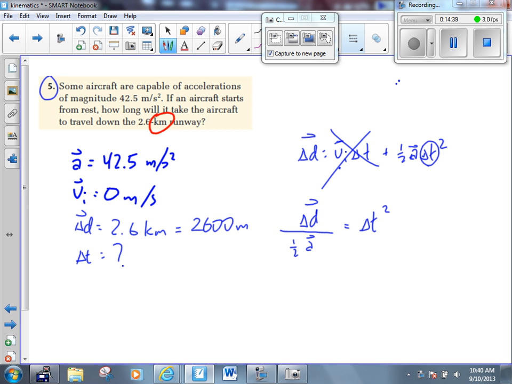How do I get rid of the squared? This time I've got to do it, right? This time I've got to square root it, because I'm solving for something that is squared. That last question, we didn't have to do that. All right.